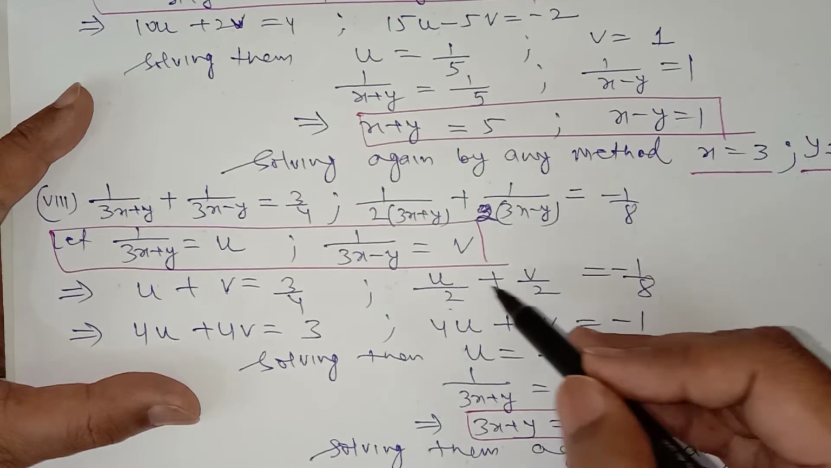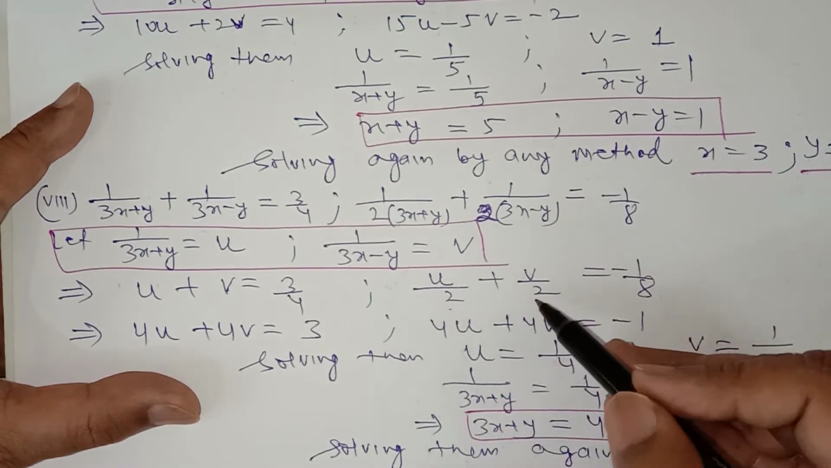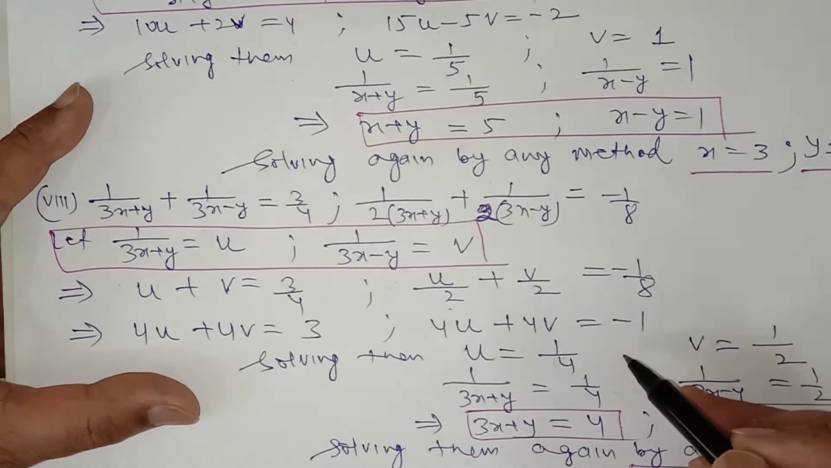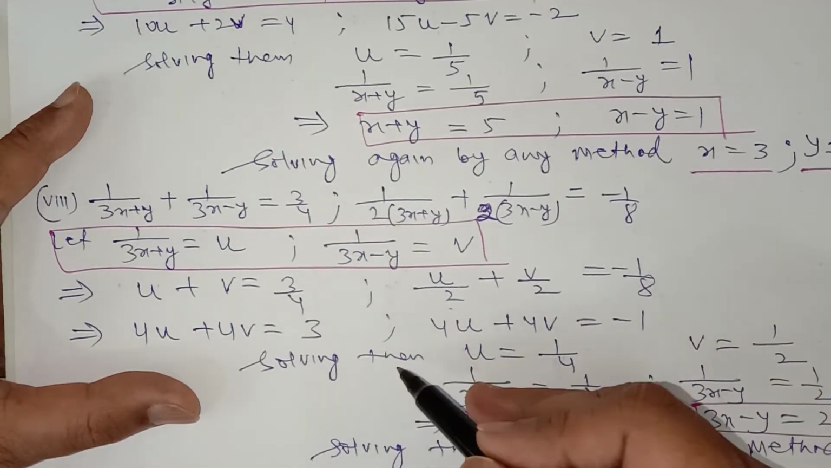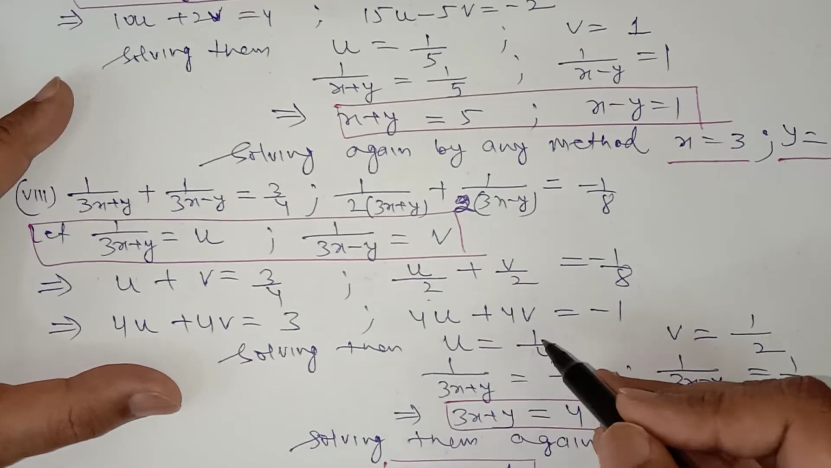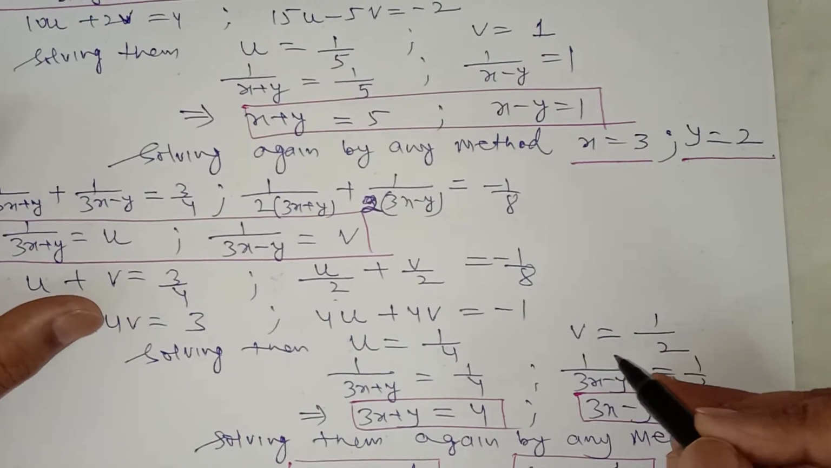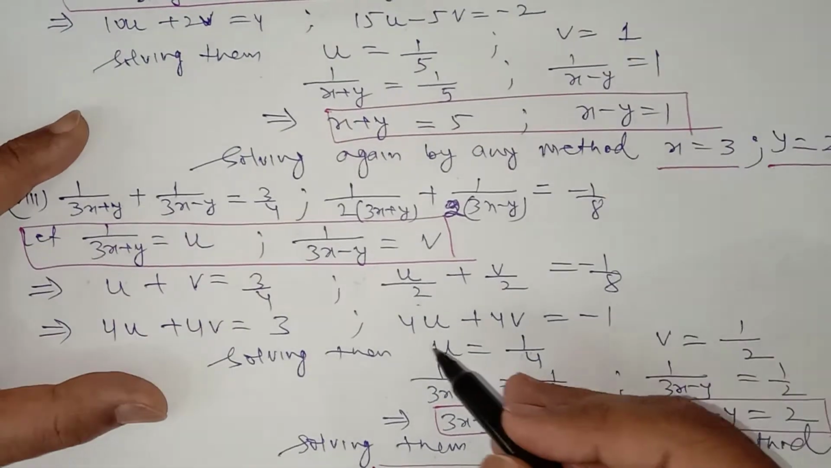You have to arrange it, or you can do it like this by taking the LCM and cross multiplying, and you will get this equation. Now solve these two equations by any method. You will get the value of u as 1 upon 4 and v as 1 upon 2.